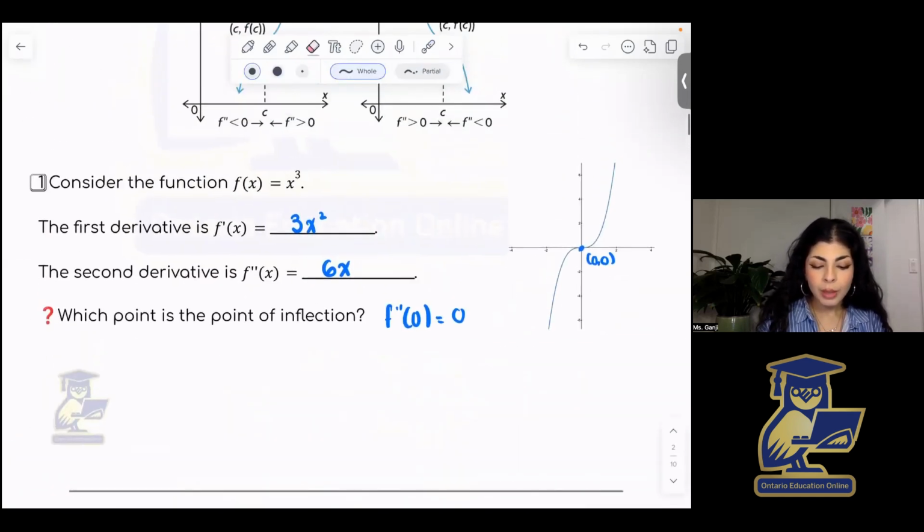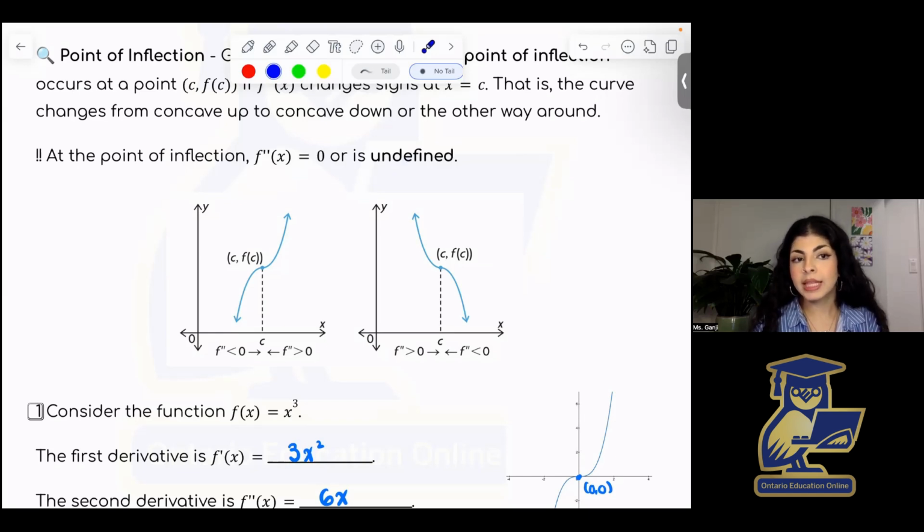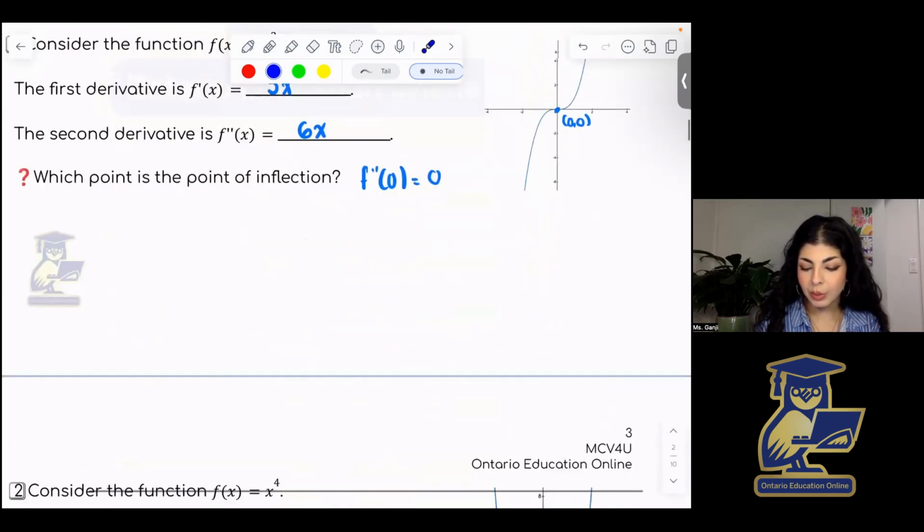So going back here, I want to bring your attention to this statement here. At the point of inflection, f double prime of x is equal to 0 or is undefined. So if you have a point and you know it's a point of inflection, for example, based on the curve, then you can tell that the second derivative at that point is 0 or it is undefined. However, if you have that f double prime of x is 0 or it's undefined, that is not enough to say that there is a point of inflection, clearly as we are seeing here.